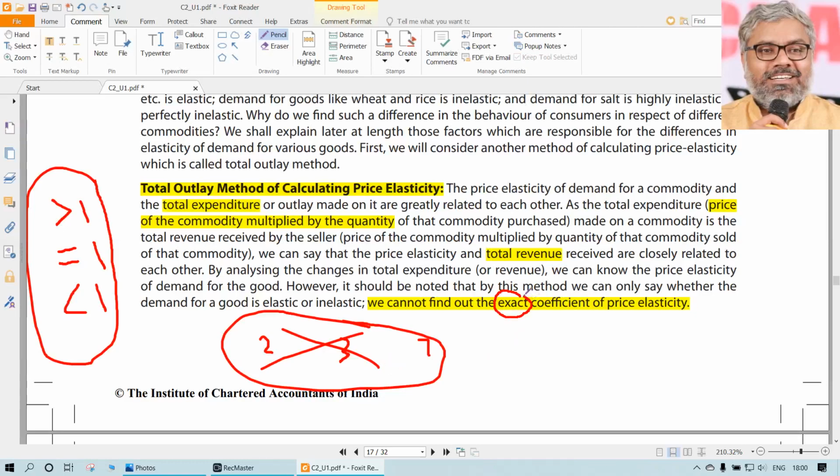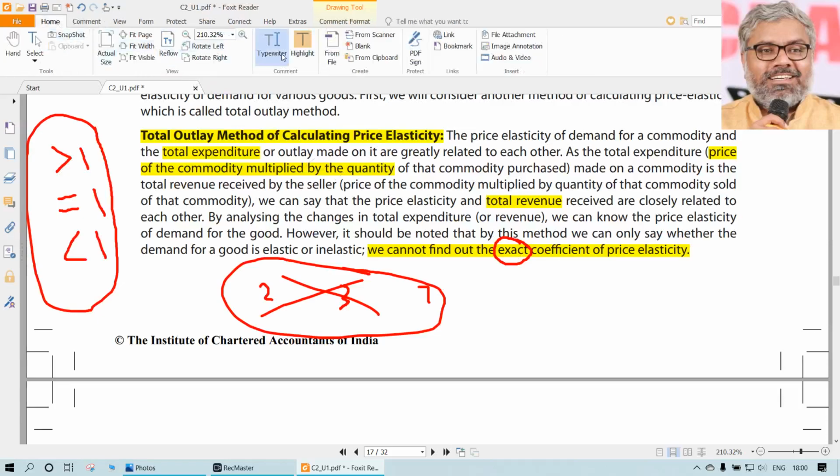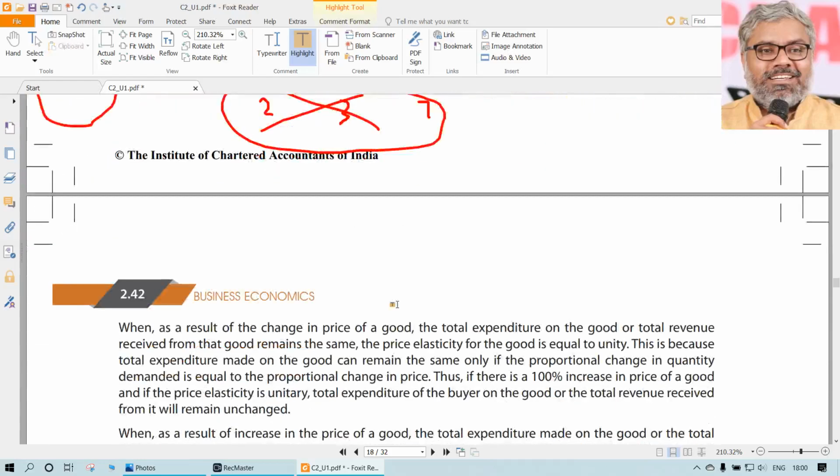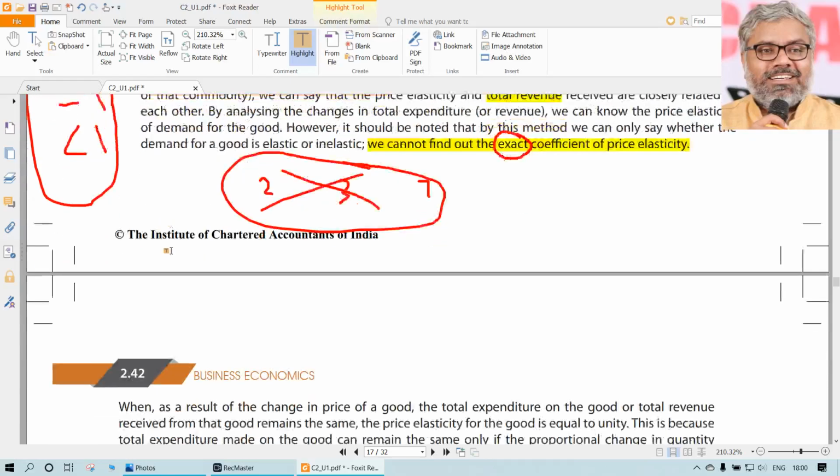So the point once again comes back to that. Yes, that's a limitation. But why should we know? As long as you know whether it is greater than 1, equal to 1, or less than 1, that is enough. We cannot find out the exact coefficient of price elasticity, that is a limitation. But we can definitely identify the tendency of the elasticity of demand for this product. In other words, is it relatively elastic, inelastic, or unitary elastic? That can be found out without knowing the actual number attached to the price elasticity of demand.